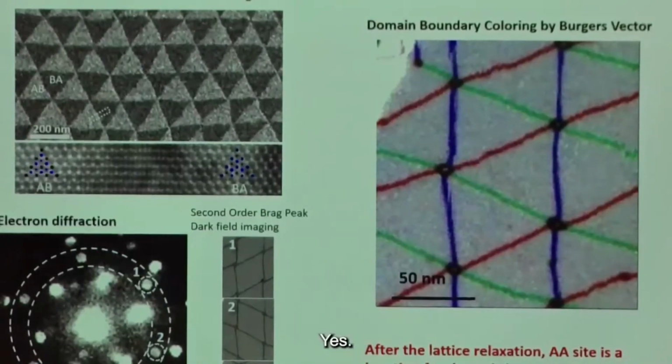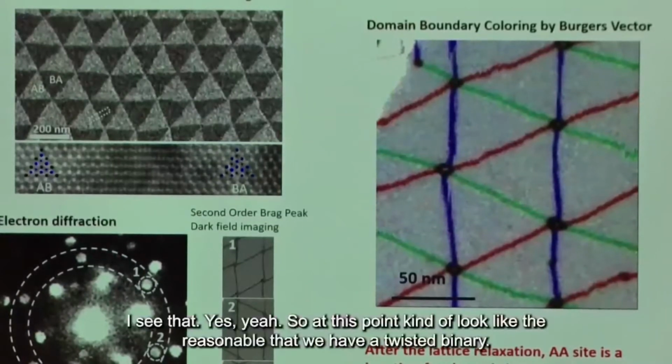So we see that there, yes. I was wondering if there is a quantum Hall study on it. We'll see that. Yes, yeah.